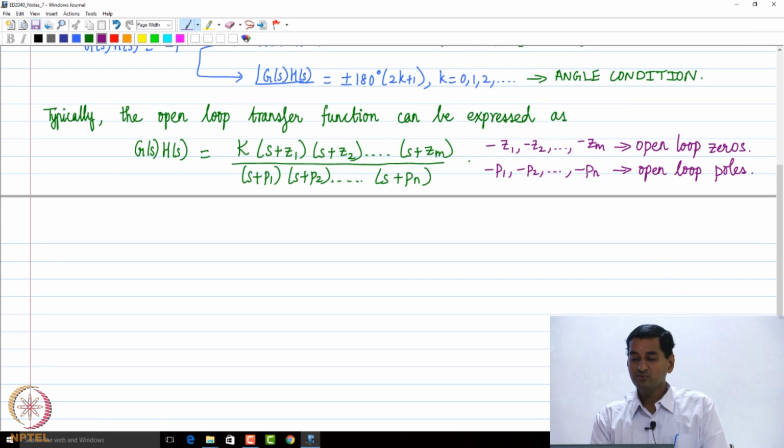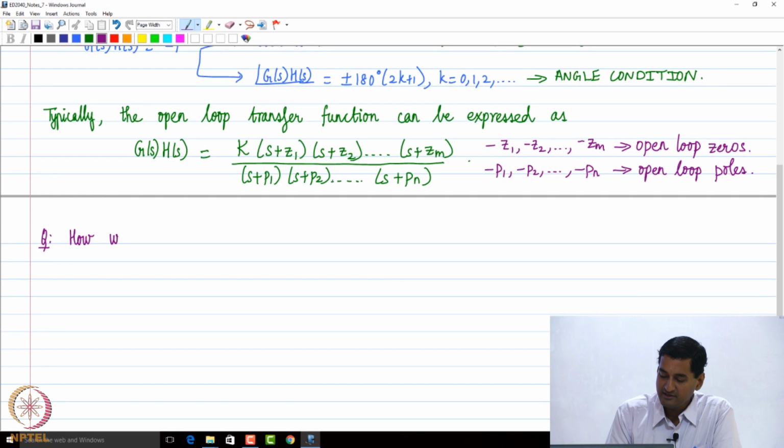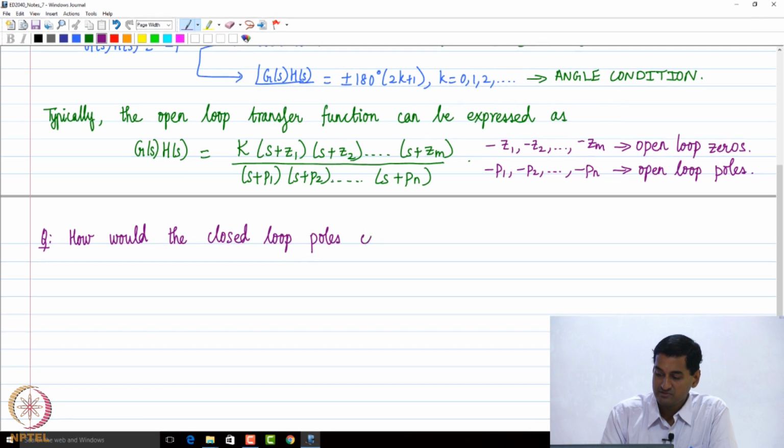Now, the question that we want to ask is how would the closed loop poles change as k is varied. So, the question is, how would the closed loop poles change as k is varied.